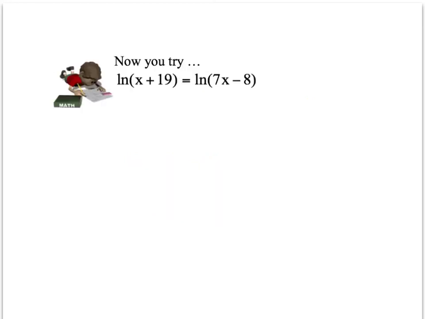Now you try one. We're looking at the natural log of x plus 19 being equal to the natural log of 7x minus 8. Go ahead, hit pause on the video, see if you can work this problem, turn the video back on and check your answer.